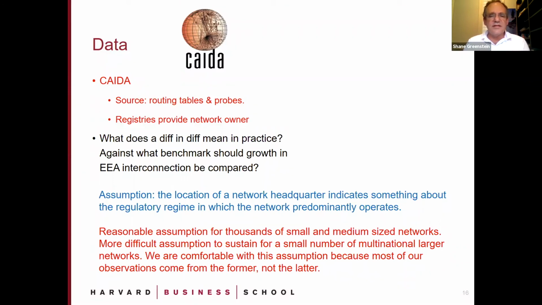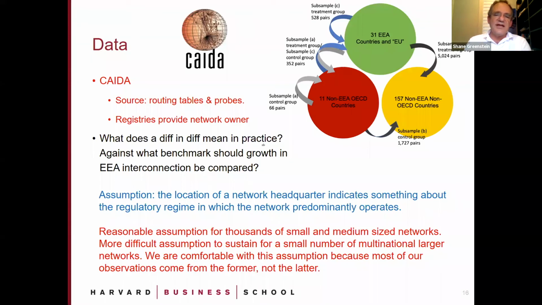So what we're going to do is assume that the location of the network headquarters indicates something about the regulatory regime in which the network predominantly operates. By and large, that's a pretty good assumption for most of our observations. There are a couple of observations in our data that are multinational and global, and you may worry about that. I have to say, though, most of our observations, and there are thousands of them, are small, medium networks that operate in only a small number of countries. So by and large, this is a pretty good assumption. And there are a couple of observations where that's perhaps not the case. So we want to be clear about that.